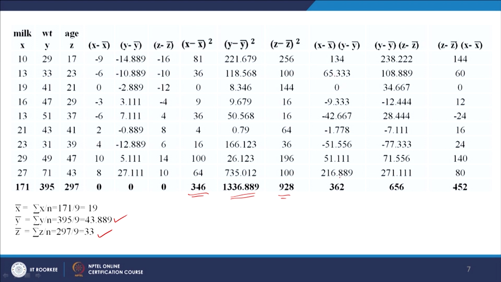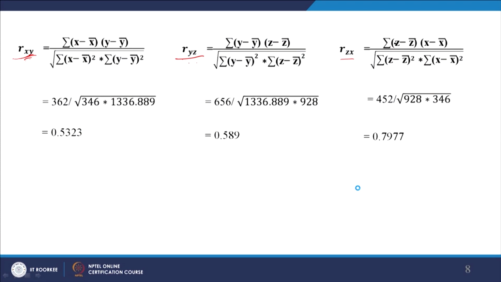So, we have found out x minus x bar into y minus y bar, similarly y minus y bar into z minus z bar and z minus z bar into x minus x bar. So, all the required values are with us right now. Now, let us calculate the individual correlations. For the first case, the relationship between x and y is equal to 0.5323, the relationship between y and z is this much, the relationship between z and x is this much.